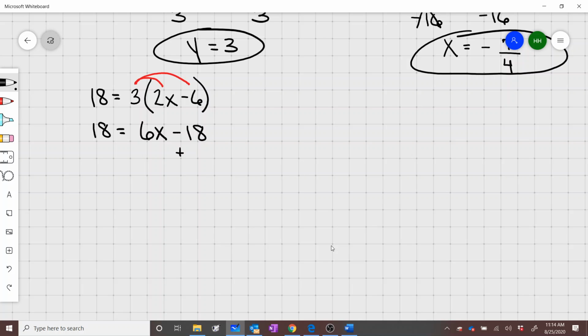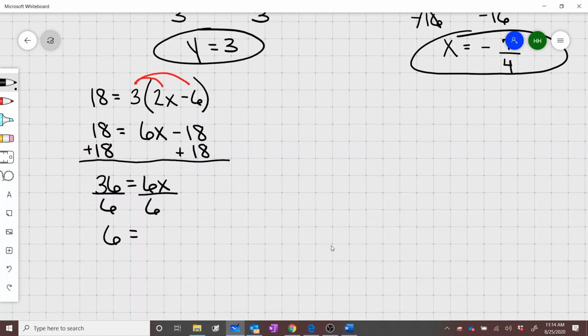Next thing is to add 18 to each side. So we get 36 is equal to 6x. And then we divide both sides by 6. And 6 is equal to x.